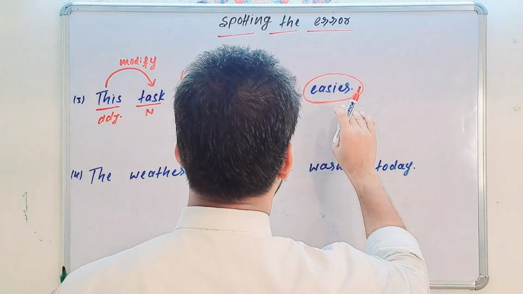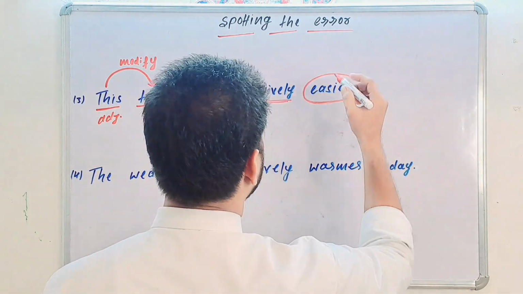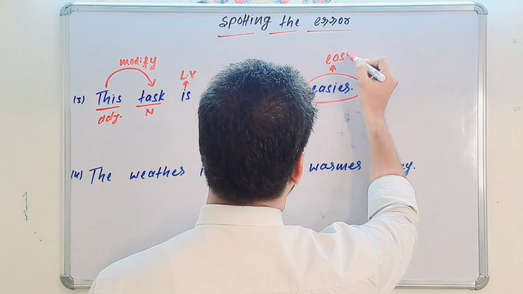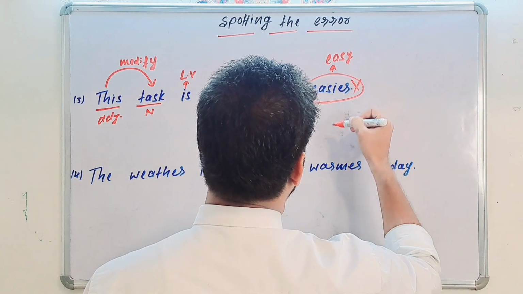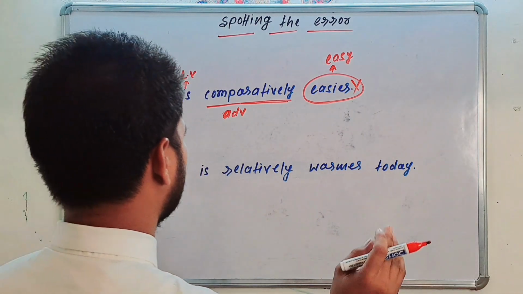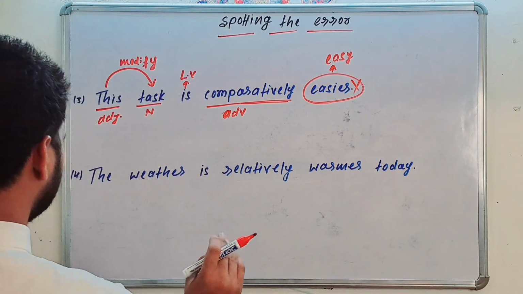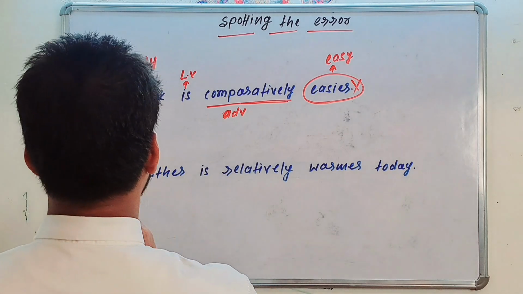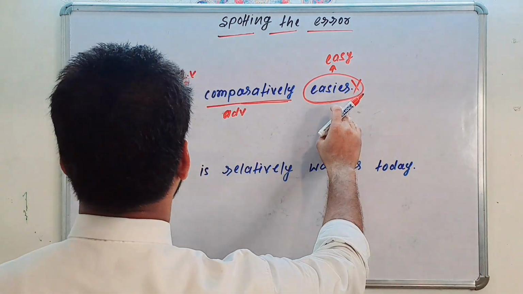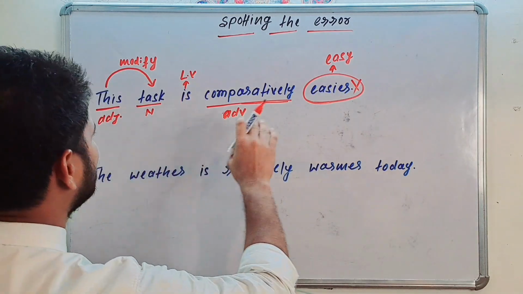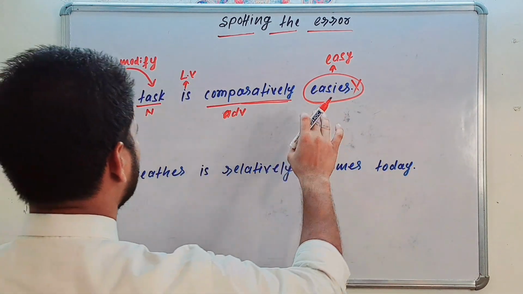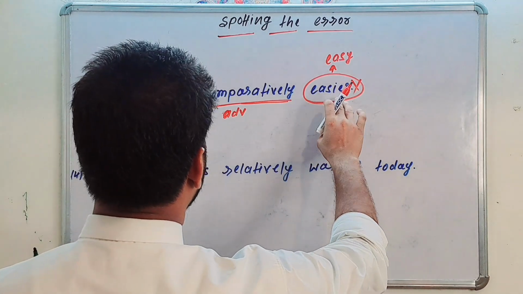Don't say easier, use easy. Replace with easy, and don't use easier. Like this task is comparatively easy. Don't say easier. This task is comparatively easy. So I spotted the error part in the third example and third rule here.